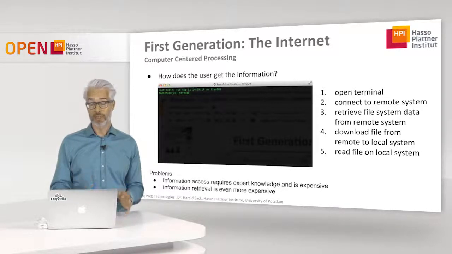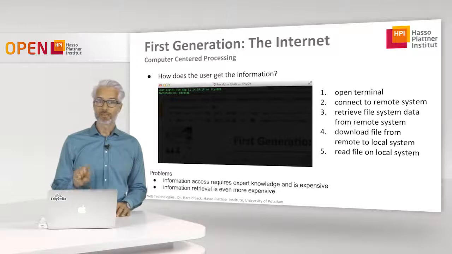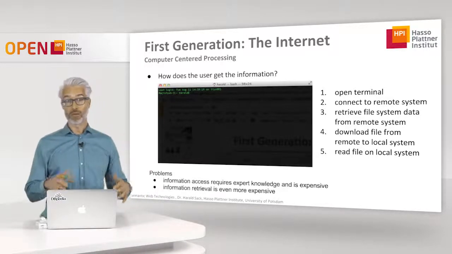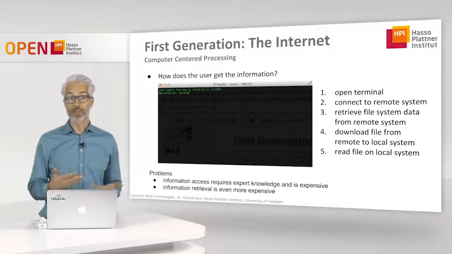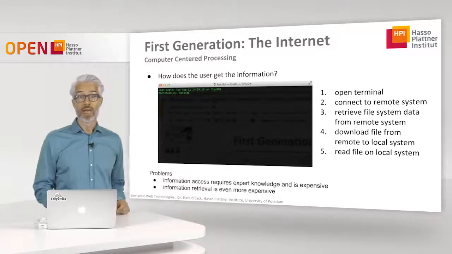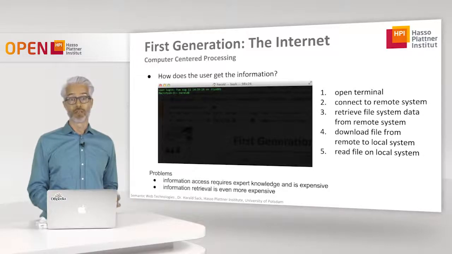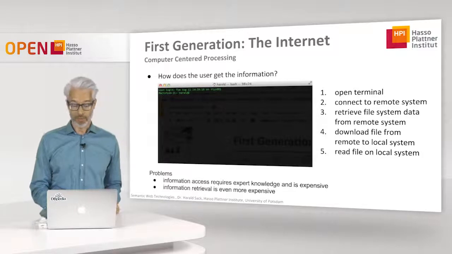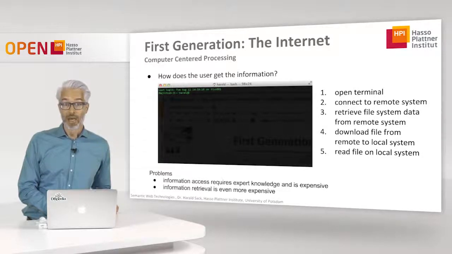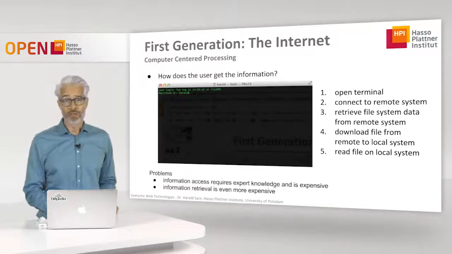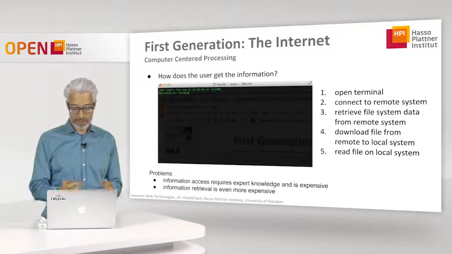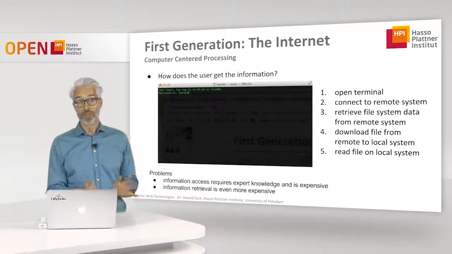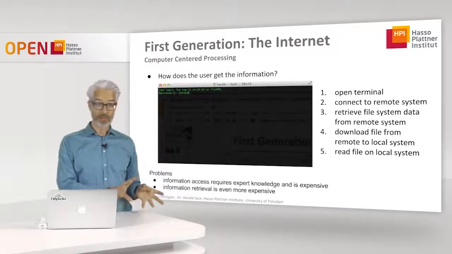So this was really complicated, and the problem was doing this in this terminal window required, of course, special commands, and you have to learn a special language, a special syntax to do this. So this information access required expert knowledge, and this was really expensive. So in terms of what you had to learn and what you had to invest to get to the information. And to do information retrieval was almost impossible since it was really more expensive. So this was the very first generation of the internet, and only experts were connected to the internet.